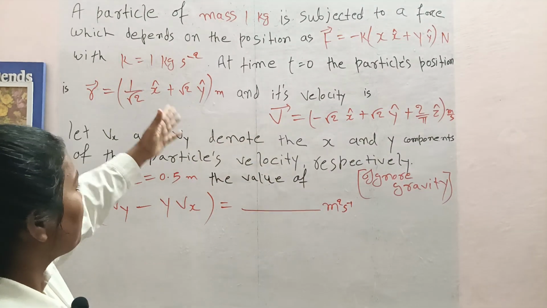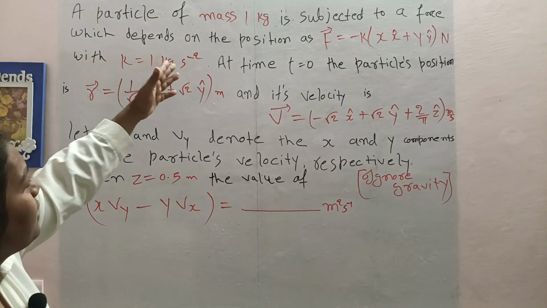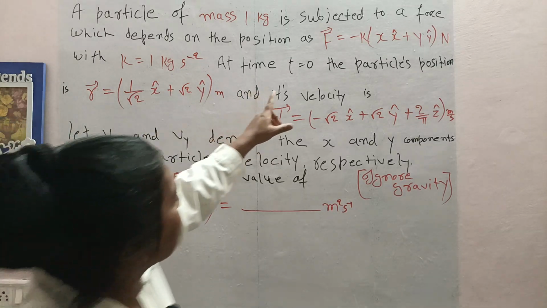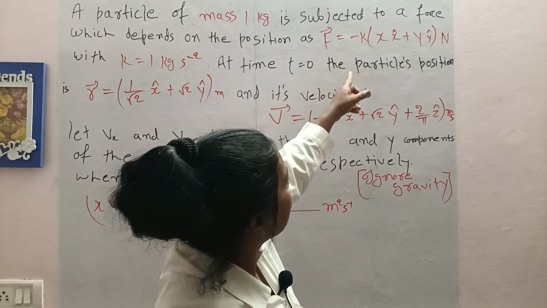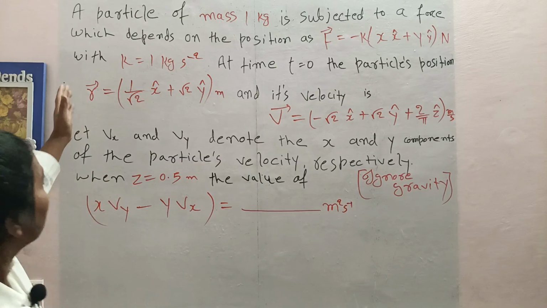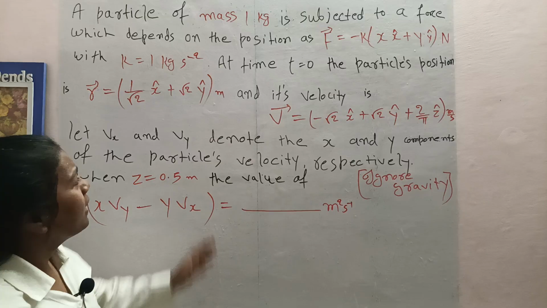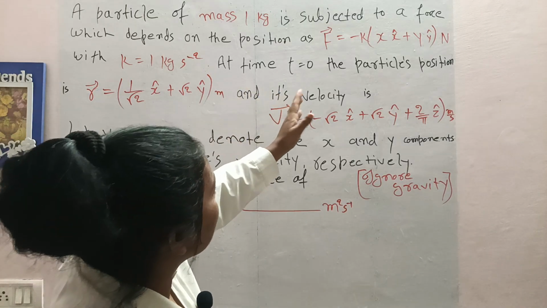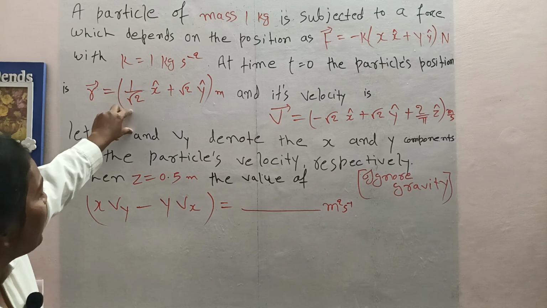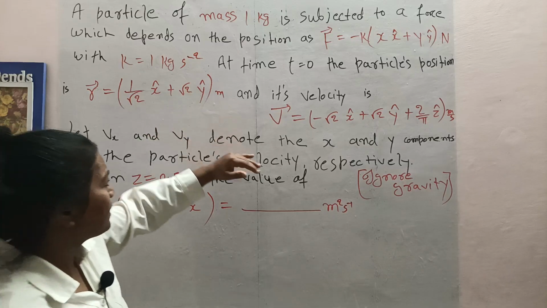Today we are going to solve this question. See, the question is like this. A particle of mass 1 kg is subjected to a force which depends on the position as given: F equals minus k (x hat plus y in y hat) newtons, with k a constant, given k equals 1 kg per second square. At time t equals 0, the particle's position is given by r equals 1 by root 2 in x hat and root 2 in y hat meters.